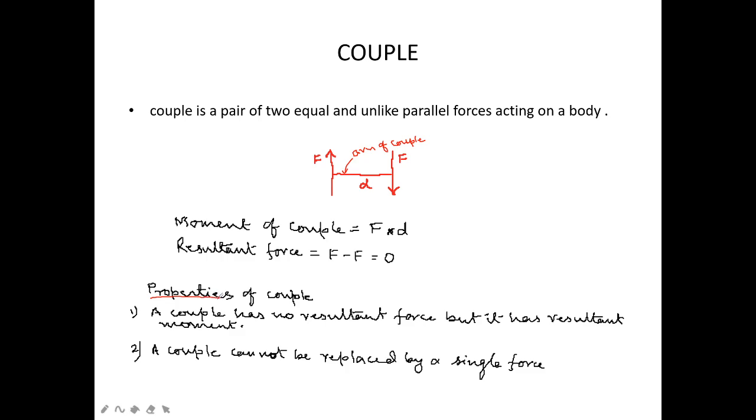Now, properties of couple. What are the properties of a couple? A couple has no resultant force, but it has a resultant moment, which you can see from above. I've already explained. Now, property number two: a couple cannot be replaced by a single force. Simply you can say the moment of the couple is in Newton meter, so a Newton meter cannot be replaced by Newton only. So a couple cannot be replaced by a single force.